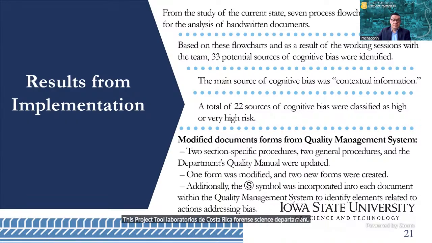The S symbol was incorporated into each document within the quality management system to identify elements related to actions addressing bias. It must be considered that our quality management system integrates at the moment the requirements of ISO 17020, ISO 17025, ILAC G19, and sections 1 and 2 of ISO 21043.